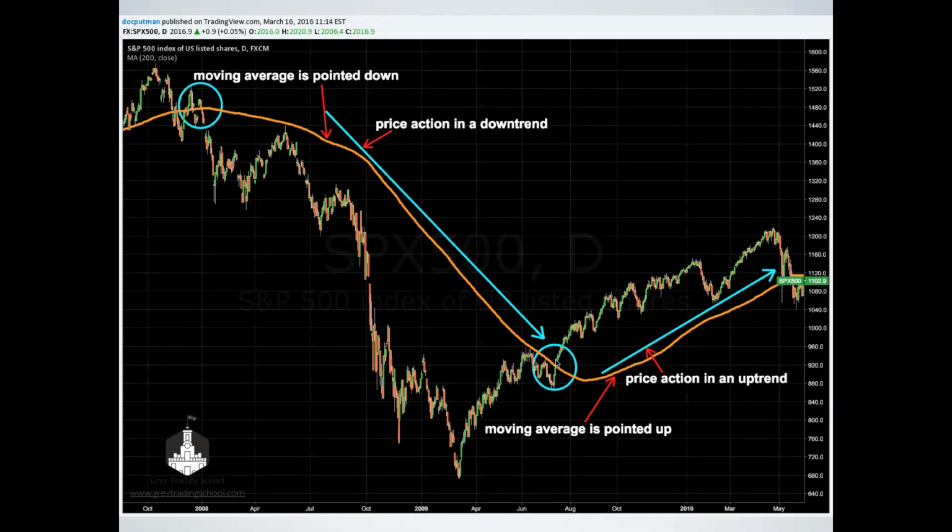There again, we see the buy signal, or the long bullish crossover from price action to 200. Next thing you know, the moving average of the 200 is pointed up, and price action is also in an uptrend.